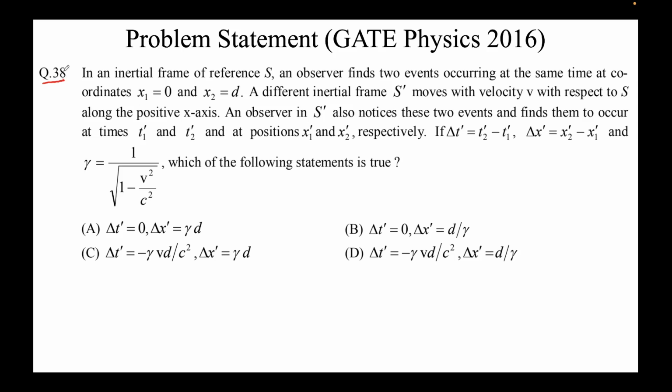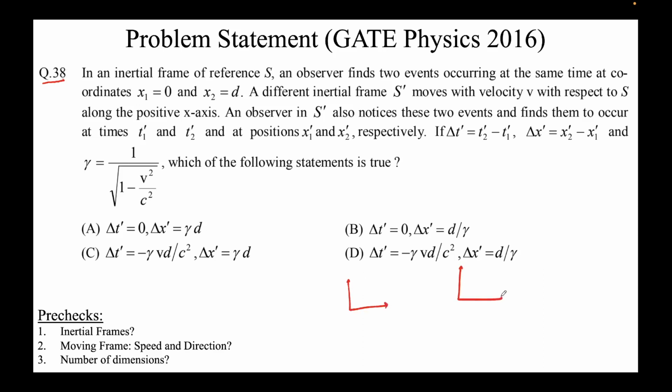Before we start solving this problem, let's do some pre-checks. We'll check whether all the frames mentioned in the problem are inertial or not. In the problem there are two frames, S and S prime. The question says S is inertial, that's good. What about S prime? The question also says a different inertial frame S prime, so S prime is also inertial. Both the frames are inertial. This means we can apply a Lorentz transformation and another formula directly for this problem.